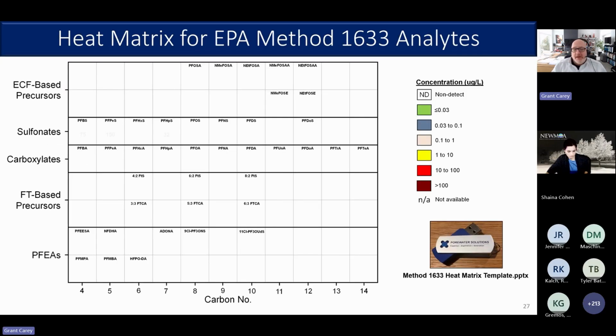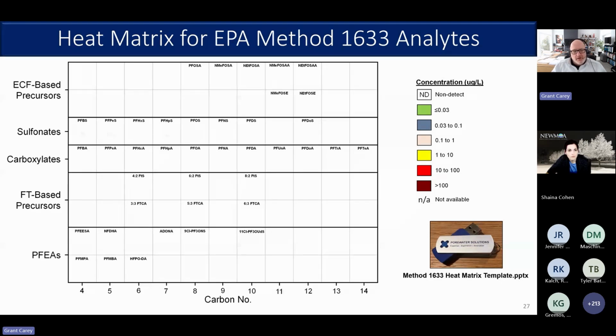So this is the heat matrix. As part of our first e-learning module, the introduction to PFAS, we prepared this. It's available for download with that module, and I'm happy to send this to anybody if you want to send me an email. It's just a PowerPoint template, and you can set this up so you just have a table of concentrations next to you.